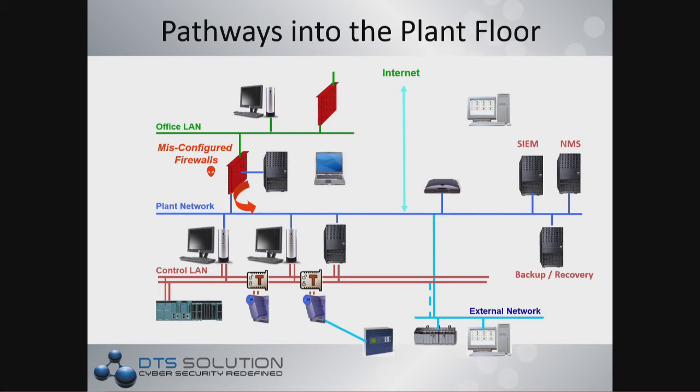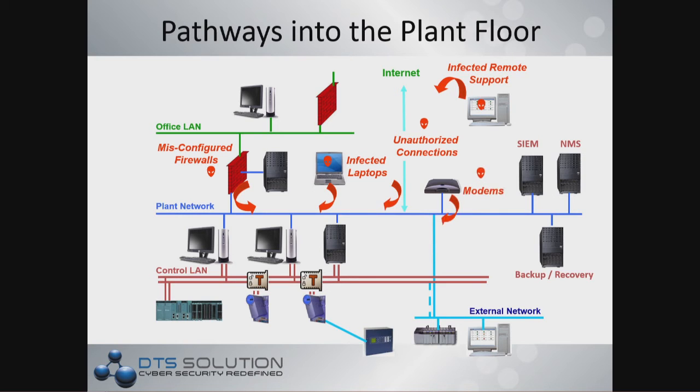So how can attacks come in? Misconfigured firewalls, an infected laptop from a field engineer walking into the site and connecting his infected laptop into the control network itself. You have unauthorized connections. You have infected remote support, backdoor modems or unauthorized modems, USB sticks, flash drives which are connected into the laptops, which then effectively can penetrate into the network.